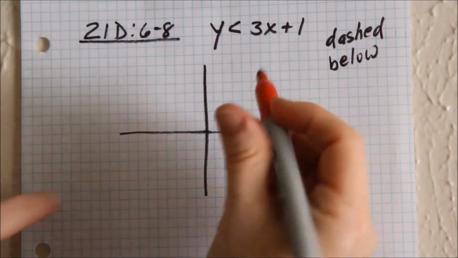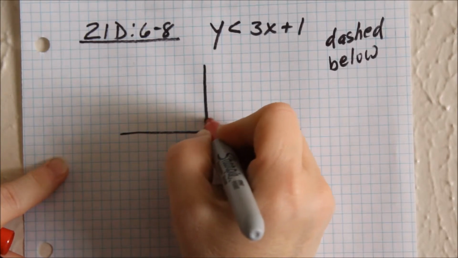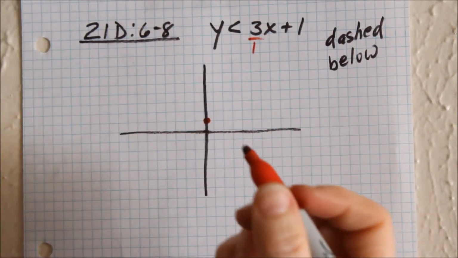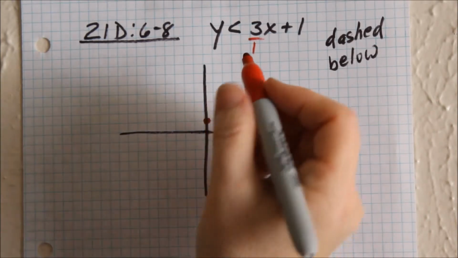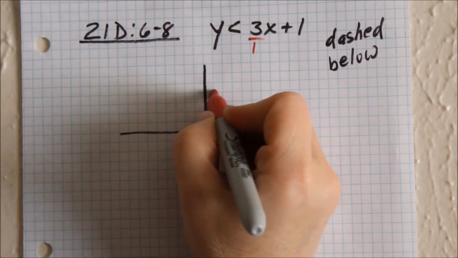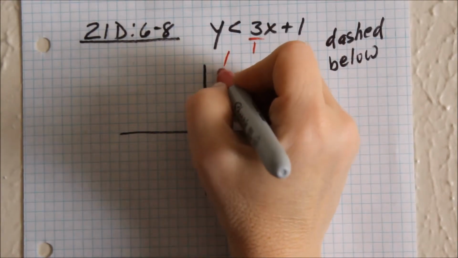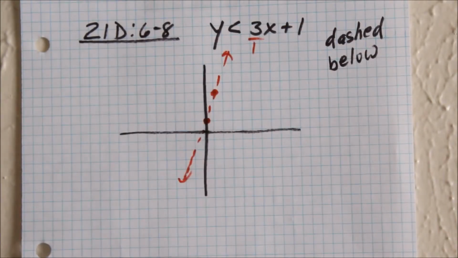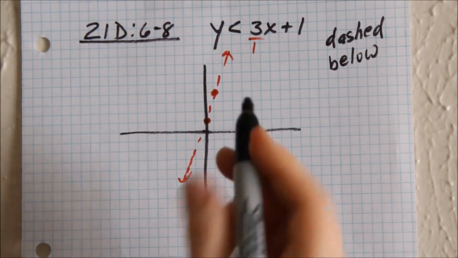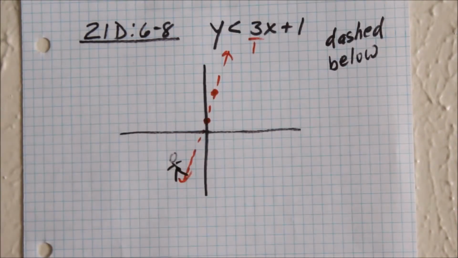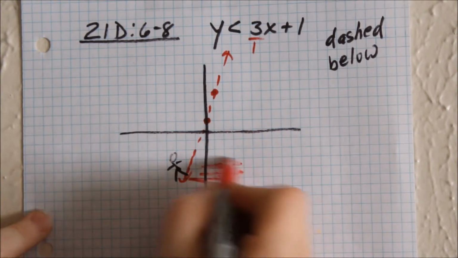My y-intercept is a +1, so from the origin go up 1. My slope is 3 over 1, so +3 means go up 3. +1 means to the right 1, so from the y-intercept go up 3. 1, 2, 3, over to the right 1. I want a dashed line, and then I said I'm going to shade below. Remember, your man always stands on top of the line. He would be climbing up that hill. So if I want below the line, I need everything here.